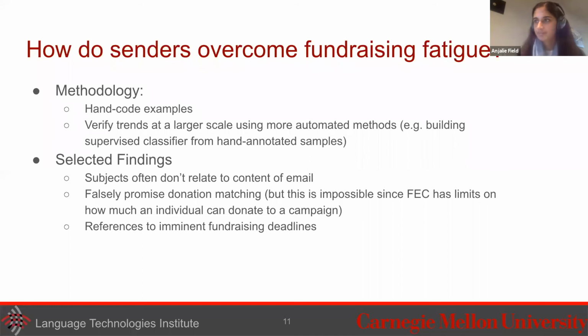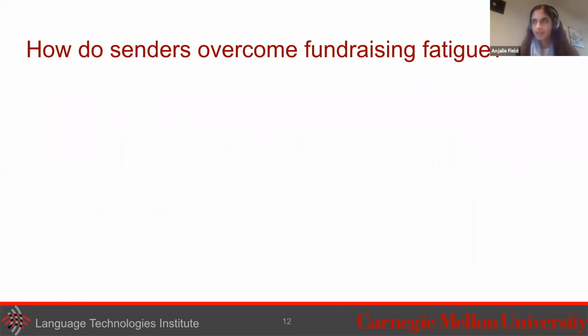And then one of the other strategies that they use to get people to donate is references to imminent fundraising deadlines, like, we're nearing the end of the month and we haven't met our October donation goals yet, so donate before Friday so we can meet our goals. And what's interesting is when you look at some of these finer grained strategies, it explains some of the trends that you see in the larger corpus.